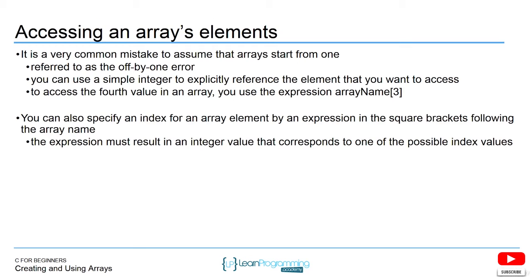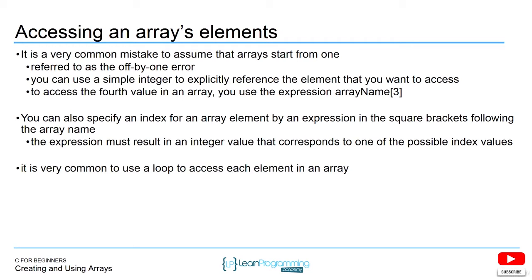You can also specify an index for an array element by using an expression. So you don't only have to use a number. You can use an expression in square brackets following the name as well. However, the expression has to result in an integer value that corresponds to one of the possible index values. So if you have an array of size 10 and you use an expression, that expression has to evaluate to any number from 0 to 9.